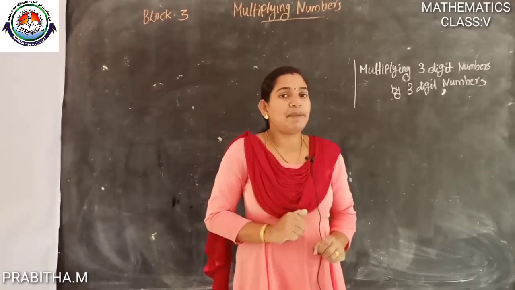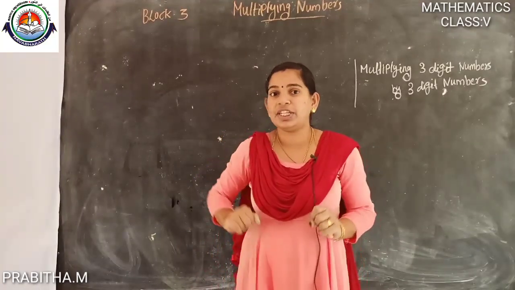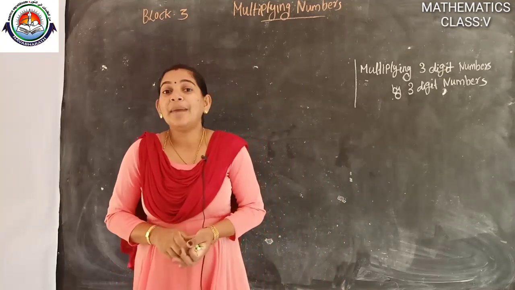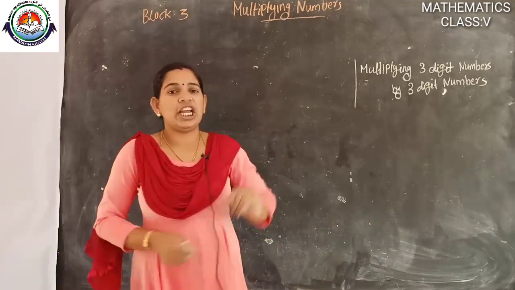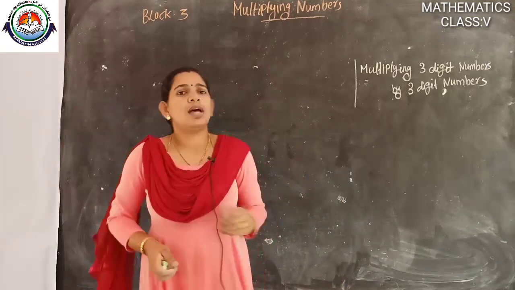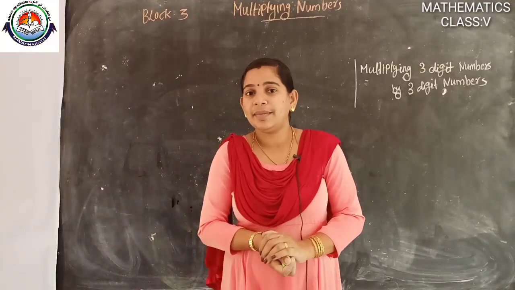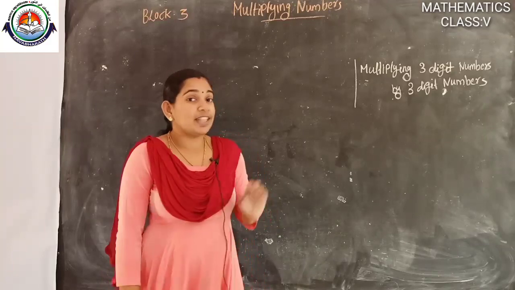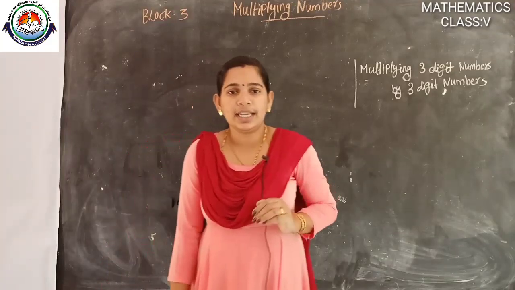What we discussed in the previous class, our third operation. What is that? Yes, multiplication. Multiplying numbers. How many digits are we multiplying? Yes, 3-digit numbers, multiplying a 3-digit number by a 3-digit number.